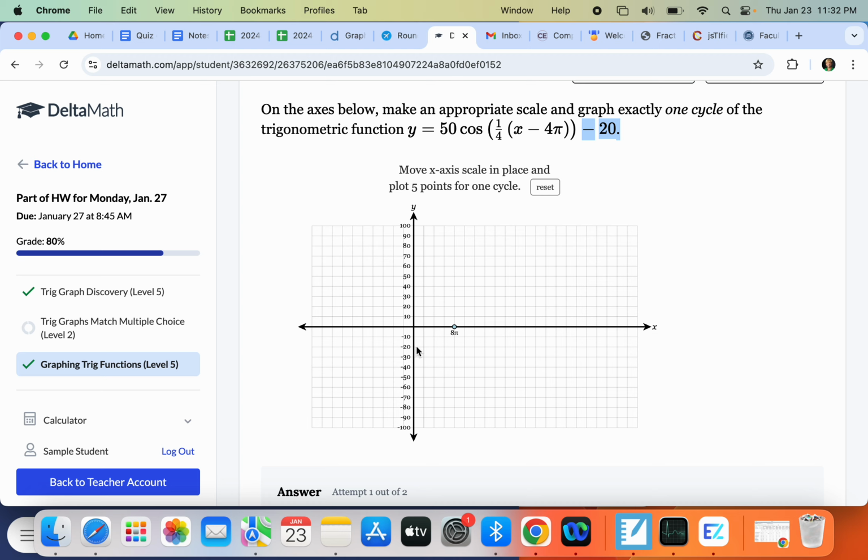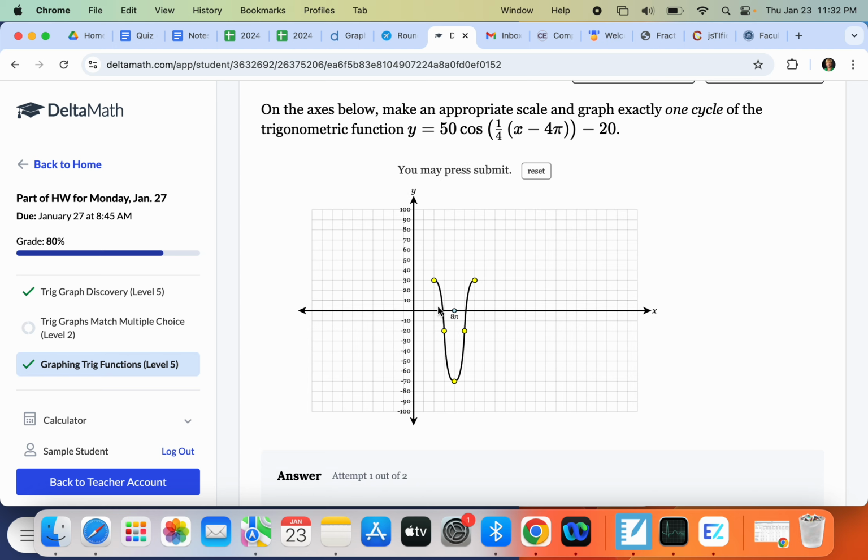So if it was sine, I would put my dot right here. This is 2 pi, 4 pi. I put my dot right here. But that's really my midline. It's cosine, so I'm going to go up 50 from that and put it at 30. All right, so remember this is 2 pi, 4 pi, which is my phase shift. And then I've got to go back to the middle at -20. And then I've got to go low to -70, back to the middle, and then up high again.